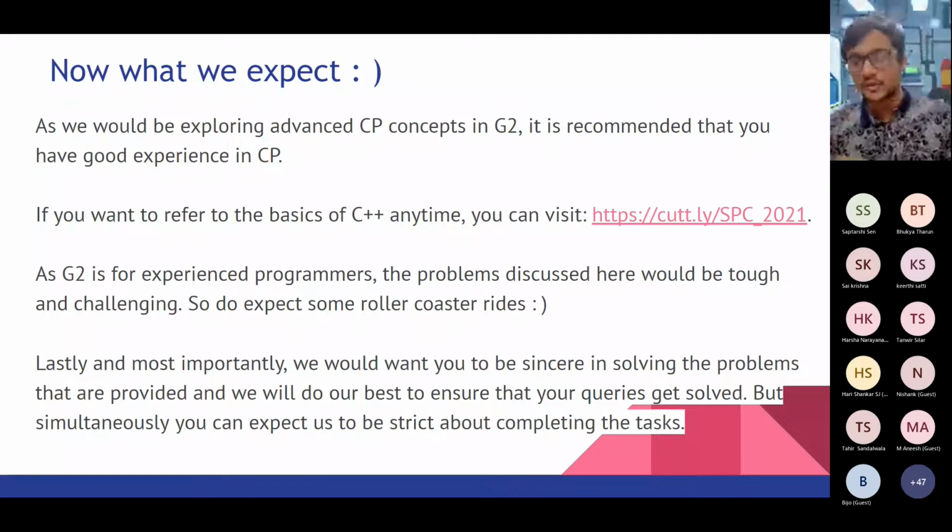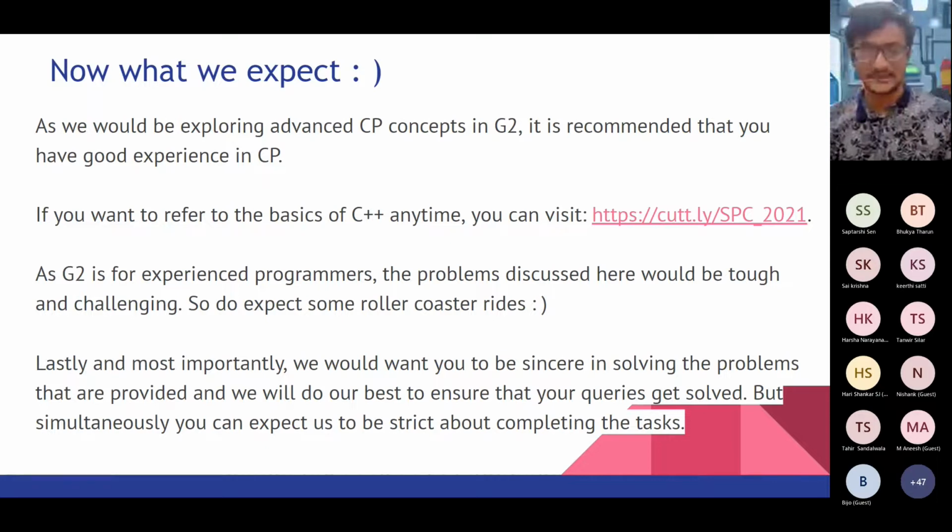But again, we expect you to give the full from your side. If you just want to watch the session and see the problems, you can get the link to the session from Smail. So you can just come to the session and watch. But if you want to get the queries solved and want to be a part of a healthy culture, you would have to solve all the problems. That is something we would expect from you.